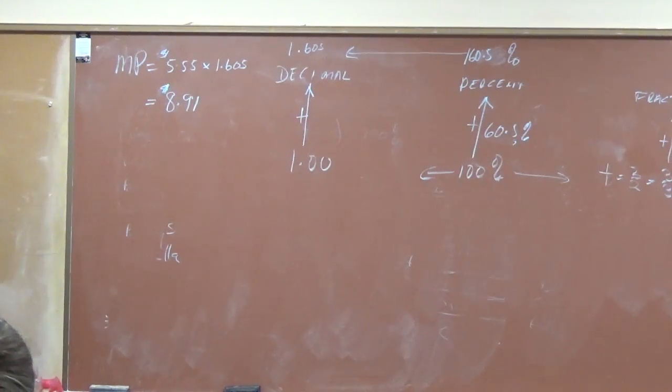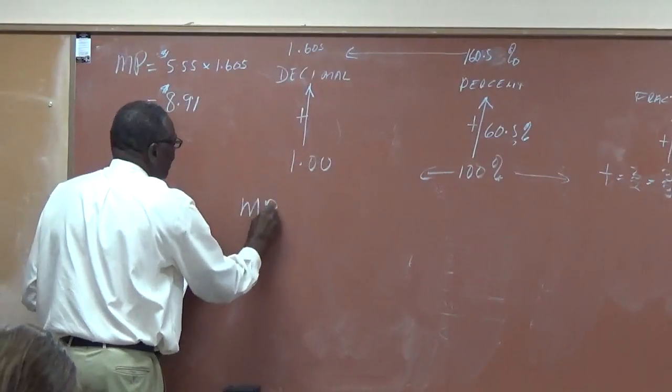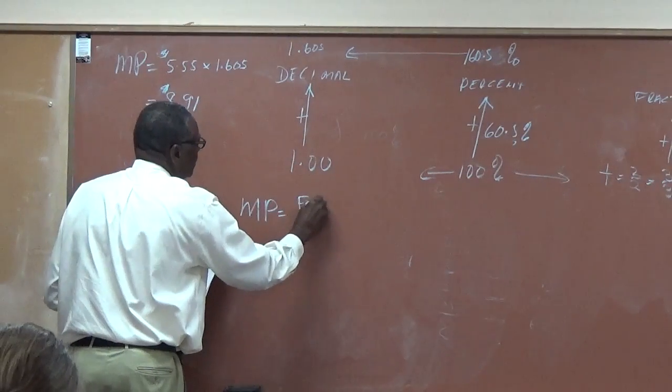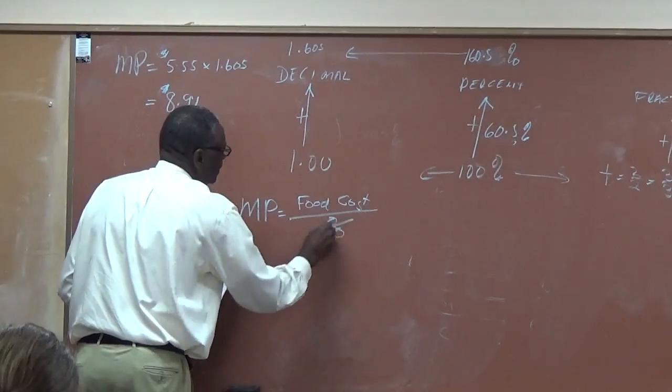But now number 6, he changes it though. It's not a markup in number 6. Number 6, he said the food cost is $3.25 and 25% is the food cost desired. That means you're saying you want the food cost to be 25% of what the customer is paying. So that one, the way we do our menu price there is food cost divided by the percentage. That's all.